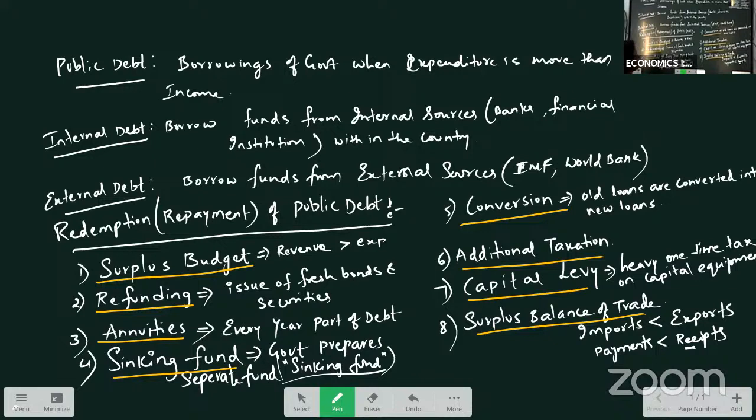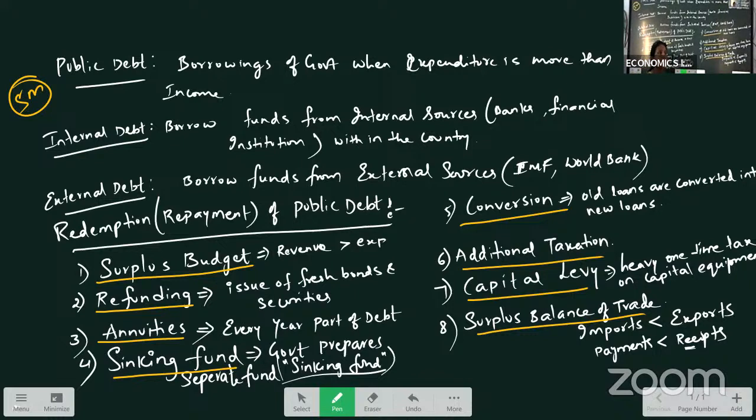This is again one more important question for your 5 marks. From this chapter, you prepare these 3 questions: public revenue, public expenditure, and public debt.